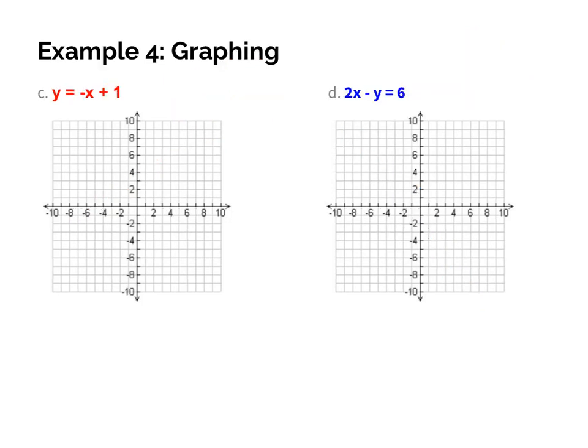Okay, last two examples here. The first one, we have negative x plus 1. So why don't you guys try this one on your own. Be careful here with that negative x in front, but what would be the slope and the y-intercept, and then graph it for me, please.